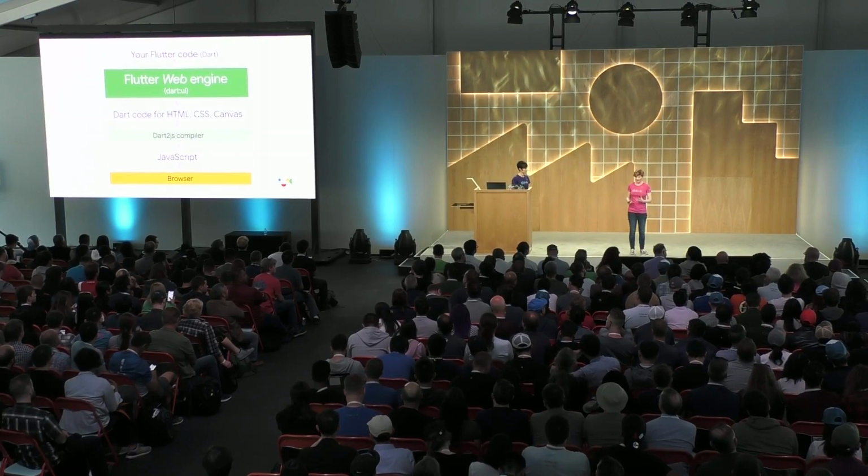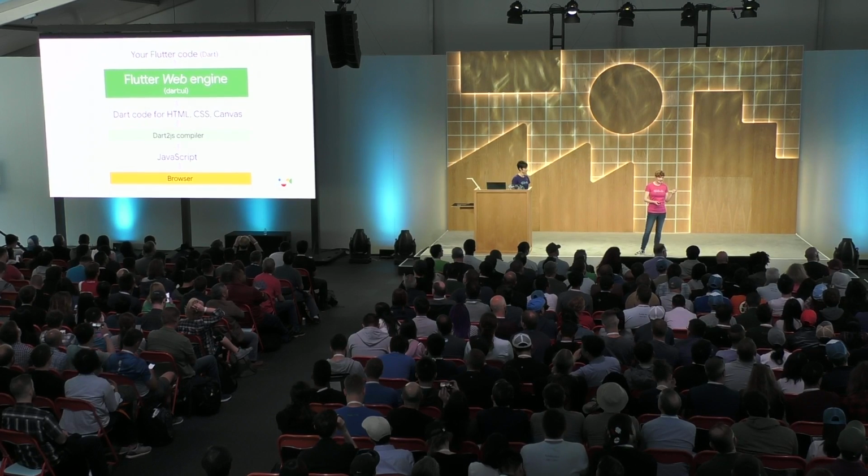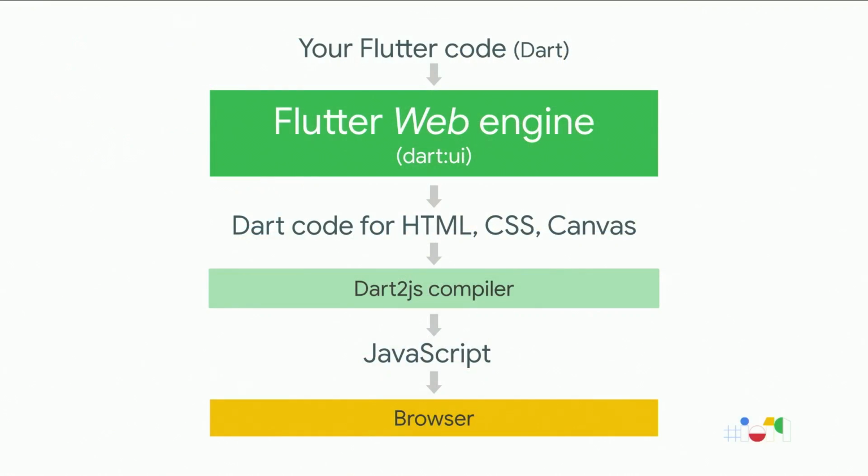So let's go a little bit deeper into how that works. As I mentioned, you've got your Dart code, which is Flutter. The Flutter web engine is a lower level implementation of all those Flutter widgets, and that's Dart code that generates HTML and CSS and Canvas. The Flutter team is also looking at potentially, depending on how performance goes and how the web continues to evolve, swapping out Canvas for the CSS Paint API. As I mentioned, that's all Dart code, and that gets compiled down to JavaScript.